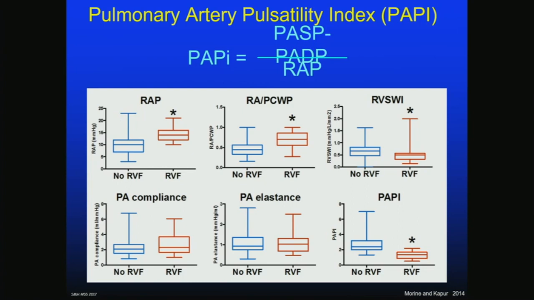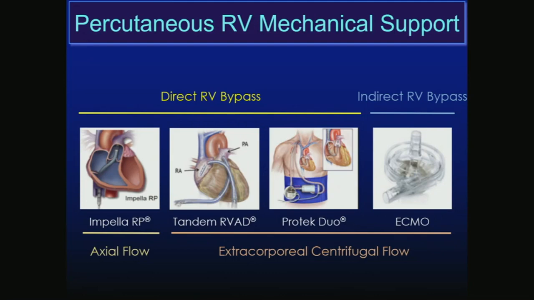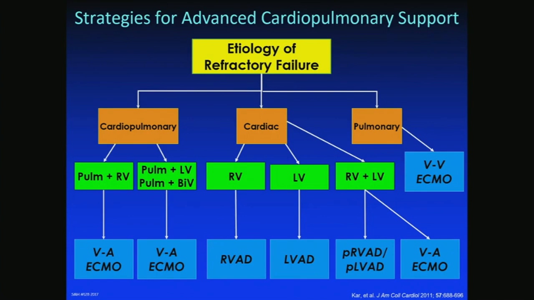It's a low number. And here's a little bit of data out of Naveen Kapoor and Tufts that suggests that this pulmonary artery pulsatility index, in addition to right atrial pressure itself, is a pretty good way of detecting right ventricular failure. And if you look in the literature in cardiogenic shock, you'll see the use of pulmonary artery pulsatility index to choose therapies. And then there's percutaneous right ventricular mechanical support. There's direct and indirect bypass, and I'm not going to say anything about that because you're going to hear plenty about that. But what I will say is that there are strategies for advanced cardiopulmonary support.